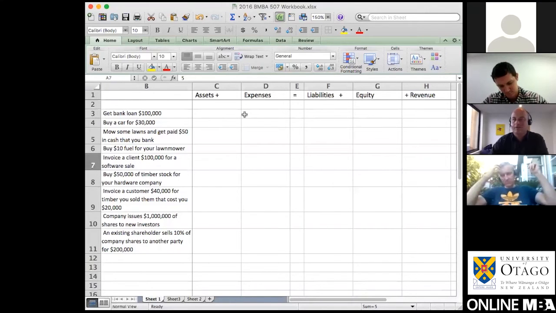Assets up by 100 grand and liabilities up by 100 grand. Yep.